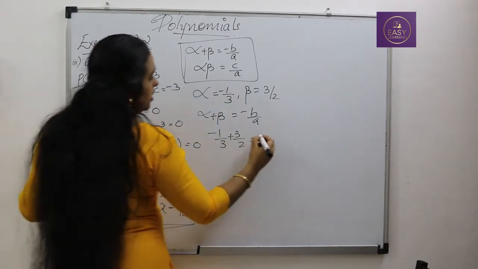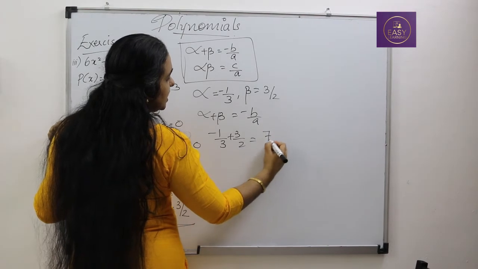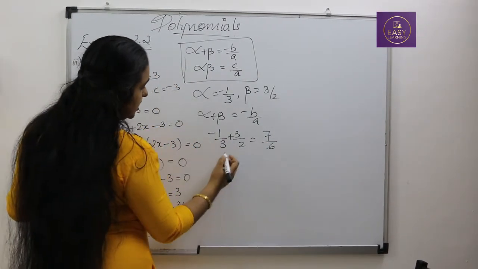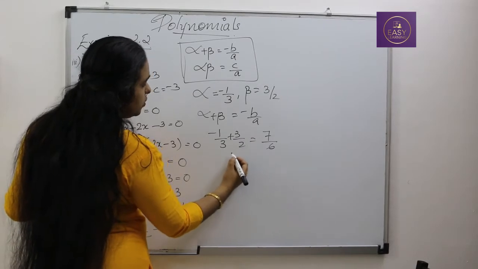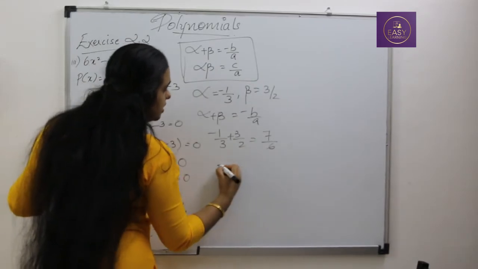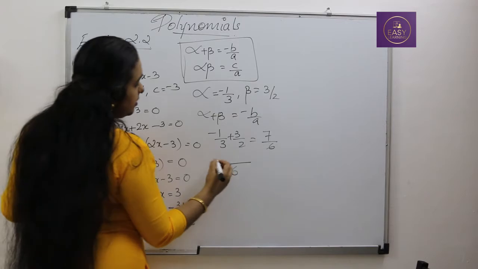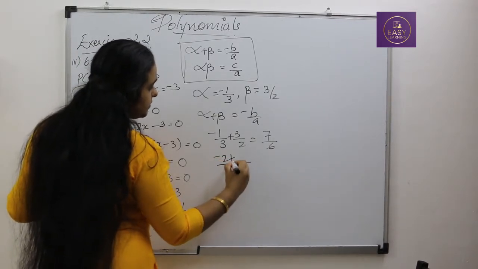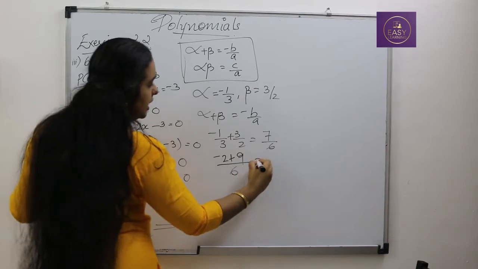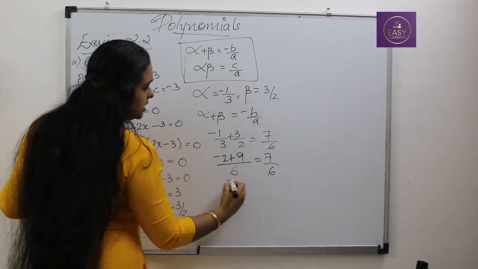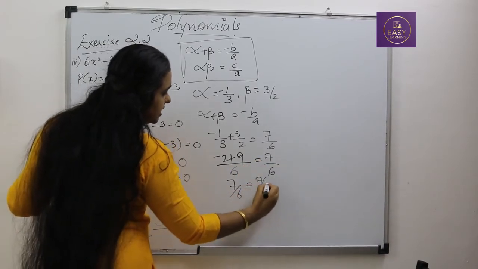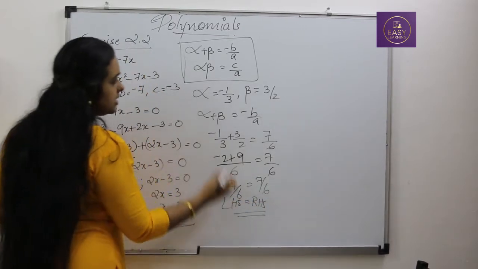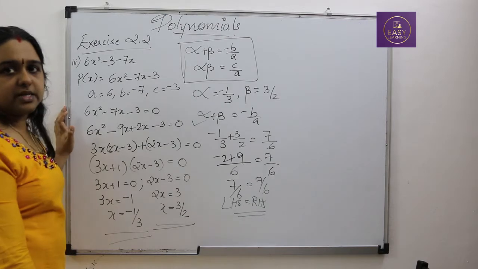Minus of minus 7 is plus 7 by 6. Okay, then what is the answer? 3 and 2. 6 is the LCM. Then this will become minus 2 plus 9 equals 7 by 6. This is equal to 7 by 6 equals 7 by 6. That means LHS equals RHS. This is verified. Is it clear?